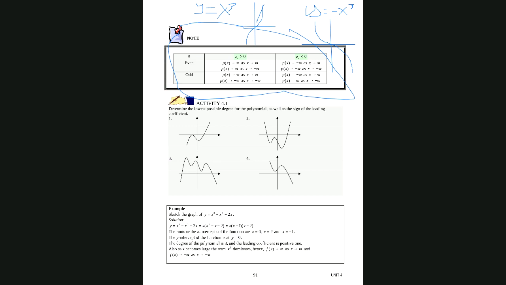So when we look at the odd function here, we see that as x goes to negative infinity, y goes to negative infinity, and as x goes to positive infinity, y goes to positive infinity. So obviously it will be here. You see that? So the sign of the leading coefficient is going to be what?